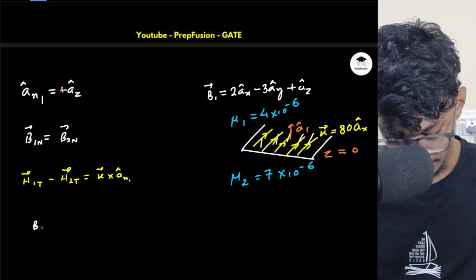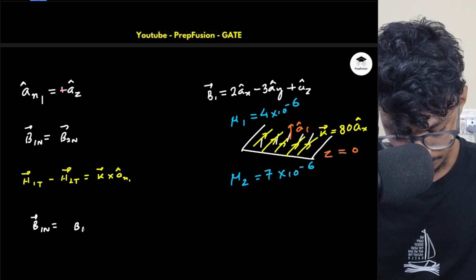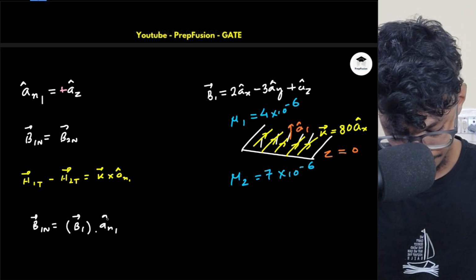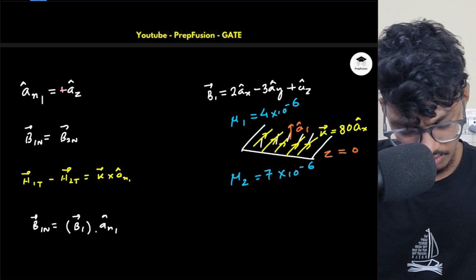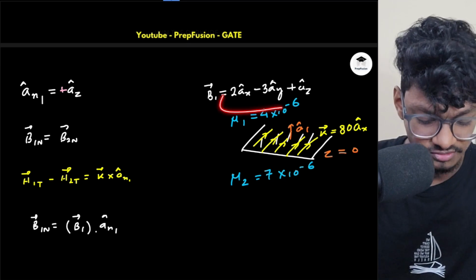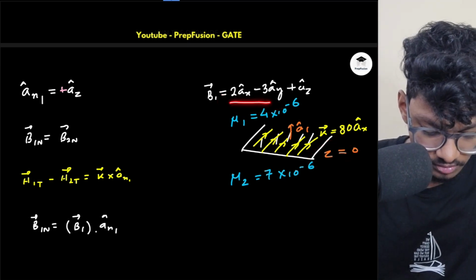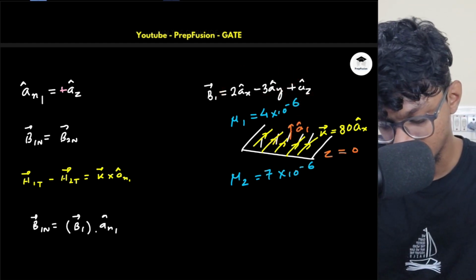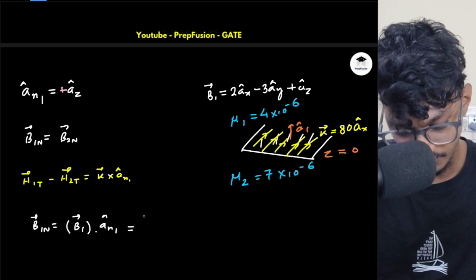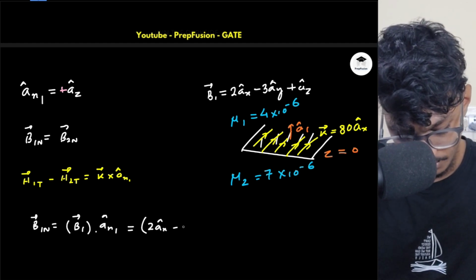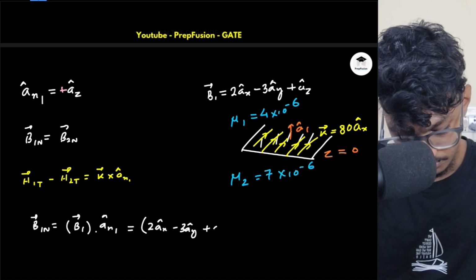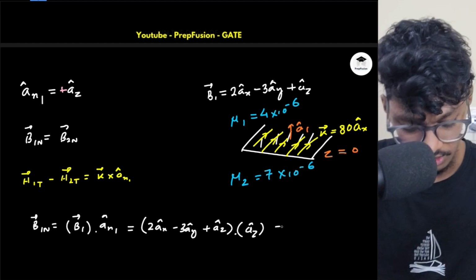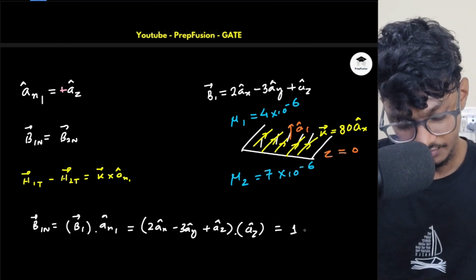So what will be B1n? B1n will be simply B1 dot product with its own normal vector a_n1. If I take the dot product with its own normal vector, I will be able to find the normal component. For a simple surface like z equals 0, the normal component is only the az cap part; all the others are tangential to this surface, correct? Still, I wanted to solve it in front of you. So this will be (2ax minus 3ay plus az cap) dot az cap, because a_n1 is az cap.